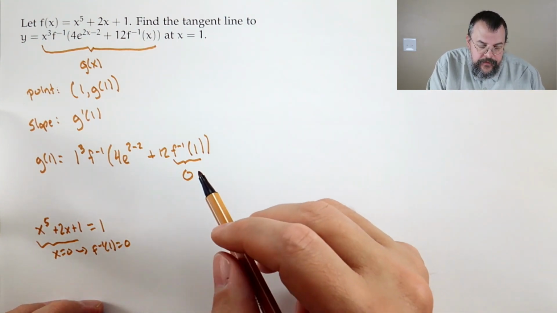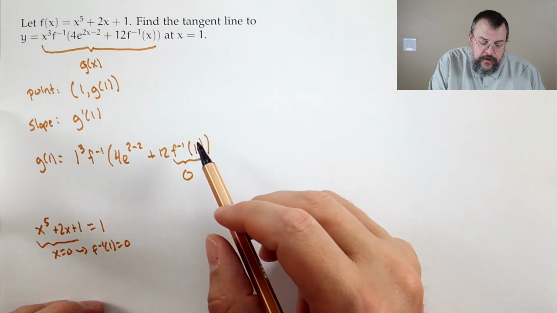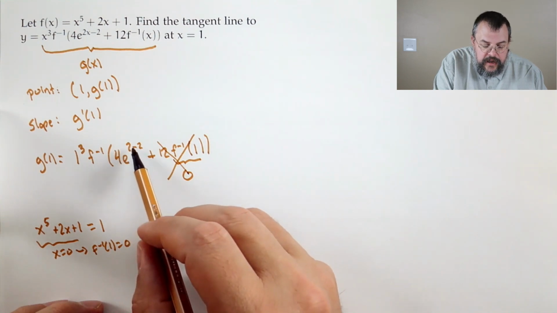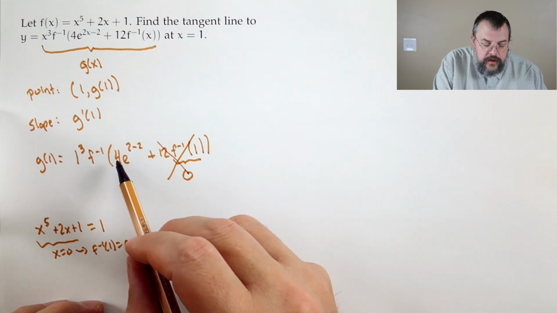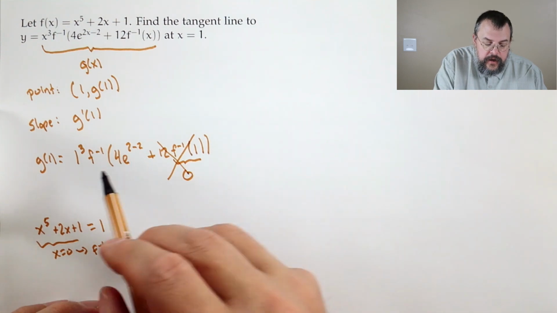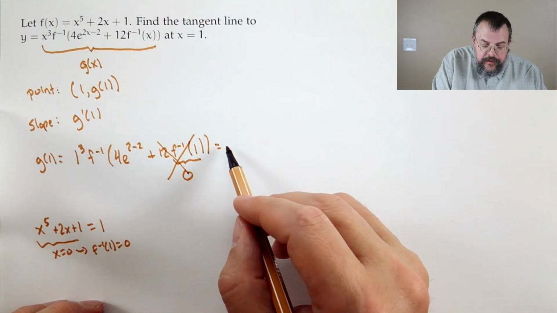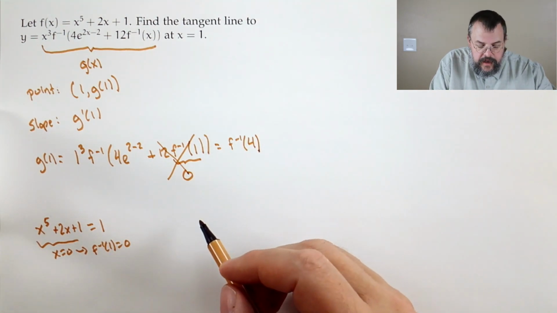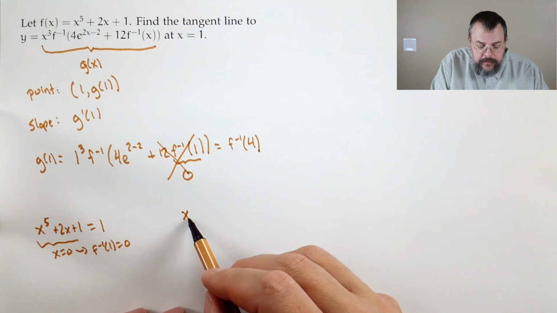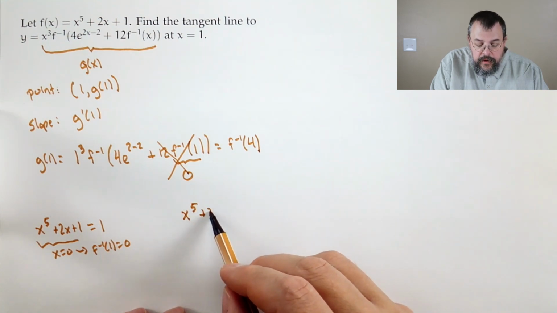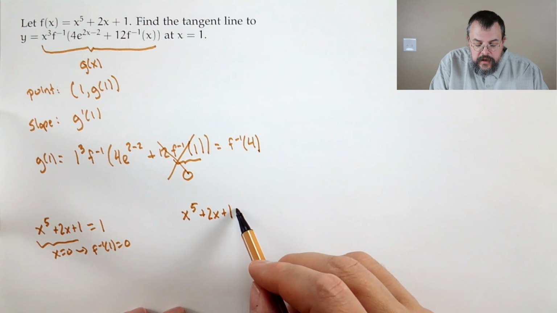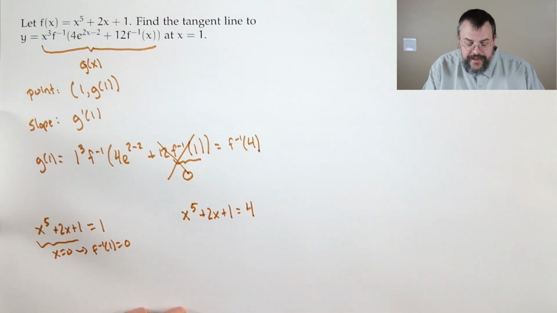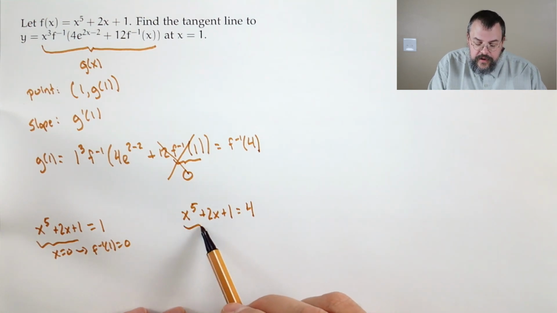We now know what this is. That's going to be 0. So, that part's going to go away. Then we have e to the 0, which is 1, times 4. So that's 4. And then 1 cubed is 1. And so what we really have is f inverse of 4. So, what does that tell us? Well, we want to find some place where x to the fifth plus 2x plus 1 equals 4. Okay, well, can we think of a good choice? And, well, I think you can see a good choice.